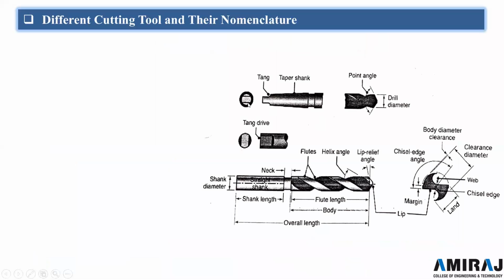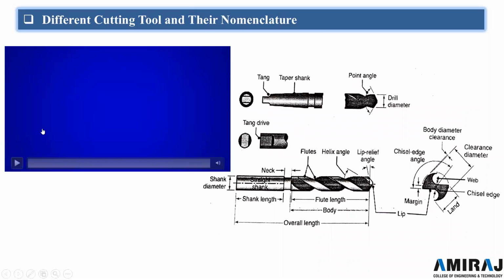So, these are the different cutting tools. Here you can see the various parts of the drilling tool, and another is the milling tool. This is not very important from the exam point of view. You can say the single point cutting tool is the most important for the exam. I will show you one video where you can see how the various parts of this drill look.